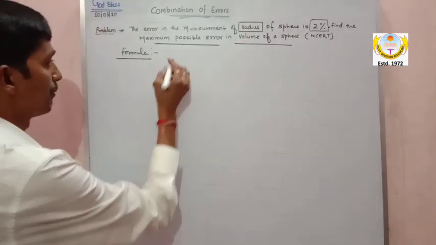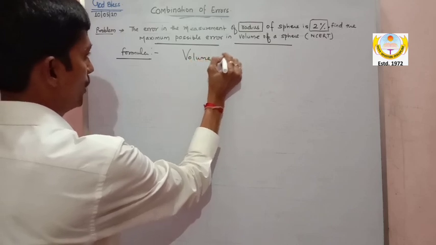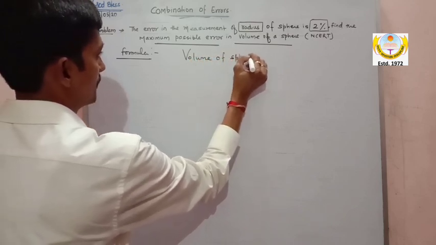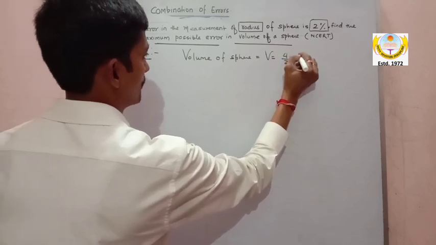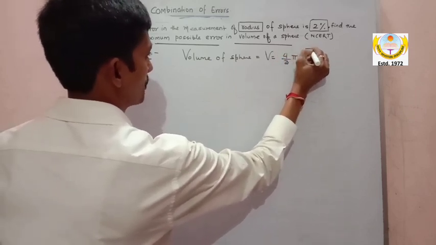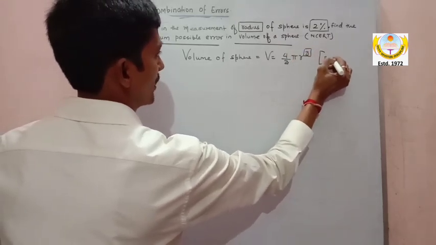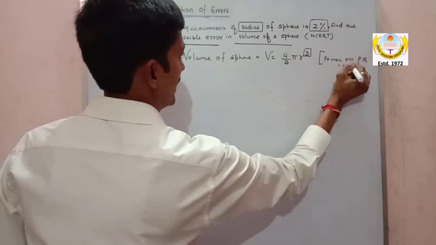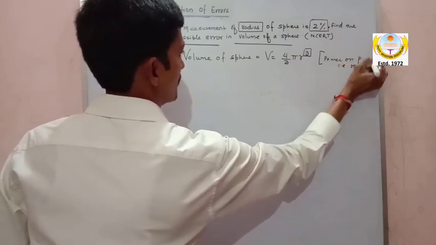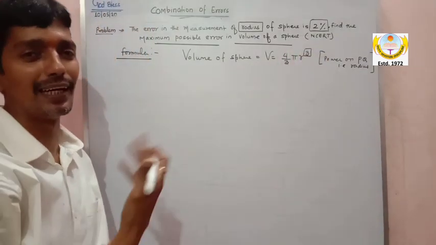Now look at it here. The formula for volume of sphere is V equals 4 by 3 pi r cube. Oh God, this is power on the physical quantity. So it is power on a physical quantity, that is radius. So it is a power sum. If it is a power sum, it is the relative error concept.